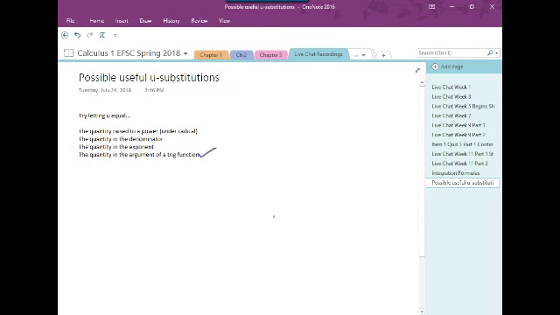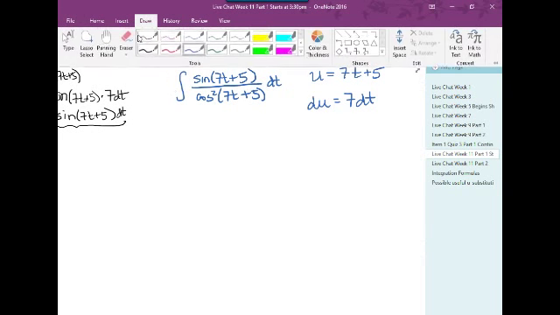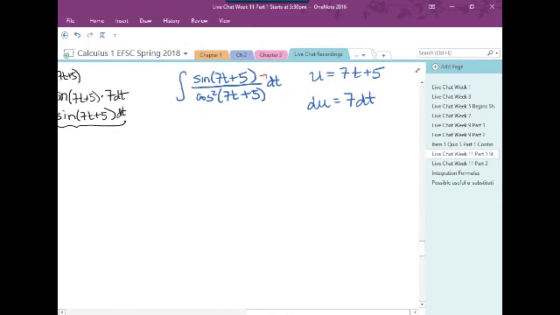Okay, so remember another suggestion that I made on the list of possible u substitutions was that the quantity be whatever argument there is in the trig function. Let's try that option. So in this case, the argument of both of these trig functions is 7t plus 5. So I'm going to try letting u be 7t plus 5. And then that would mean that du would just be 7 dt. We have our dt, of course, but we would need to put in our 7. If we put a 7 on the inside, we need a 1/7 on the outside.